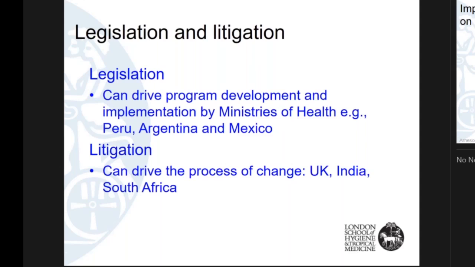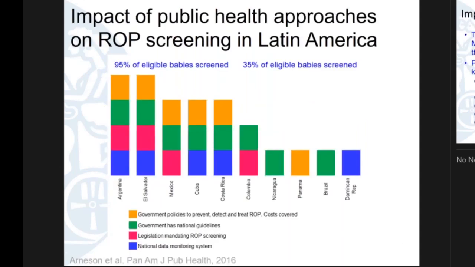So what is the impact of these different public health approaches? This is a very interesting study which shows that in 4 countries in Latin America, 95% of eligible babies were screened, and these countries either had all 4 of these different aspects in place: government policies, national guidelines, legislation and monitoring systems, compared to these other countries where they only had 1 or 2, where only 35% of eligible babies were involved. So this really shows the importance of engaging government from the outset and having national systems in place.